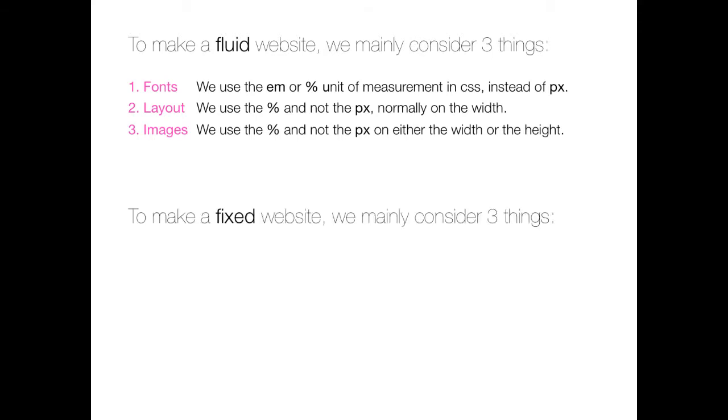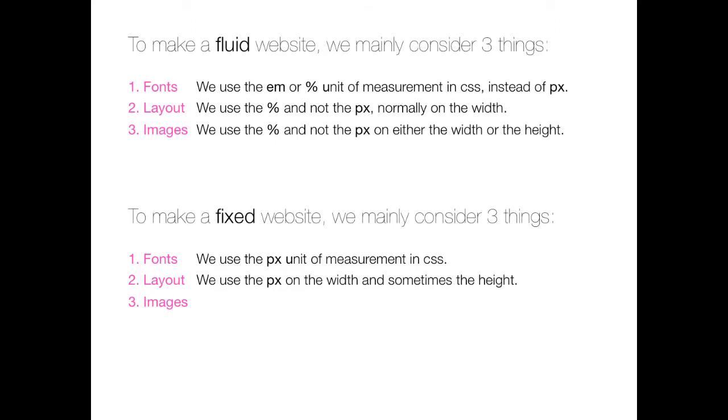To make a fixed website, we consider three things. Again, fonts, layout, and images. For the fonts, we use the pixel unit of measurement in CSS. For the layout, we use the pixel on the width and sometimes the height. For the images, we use the pixel on the width and the height.